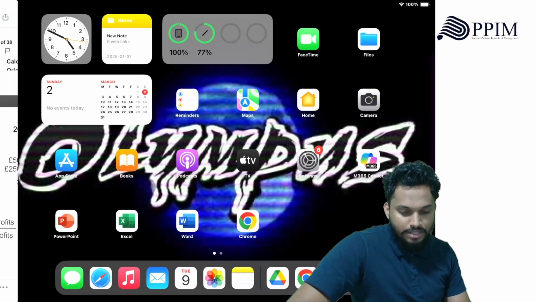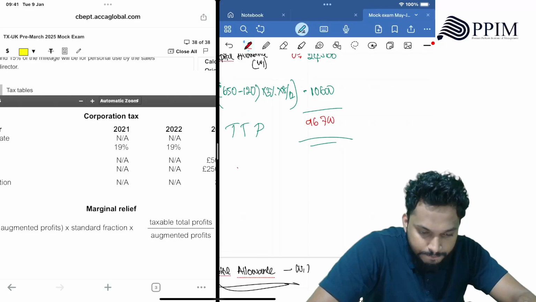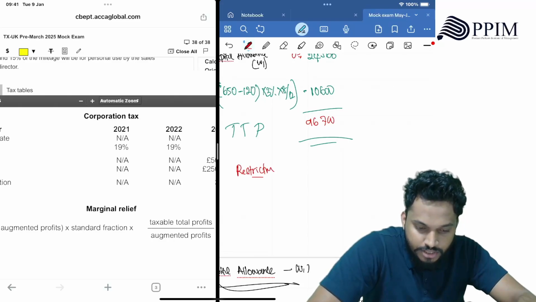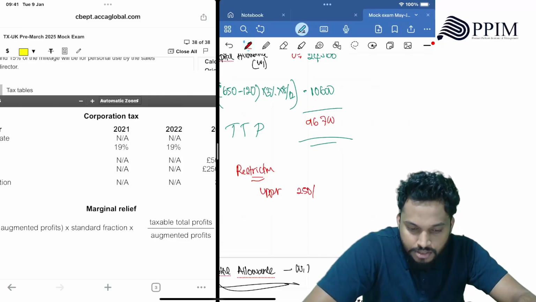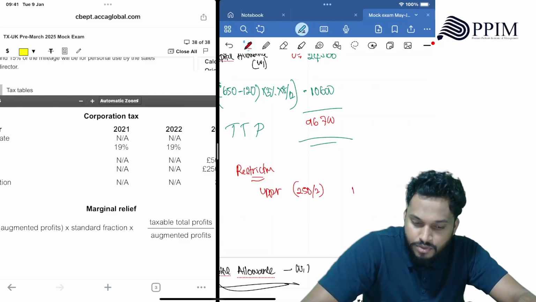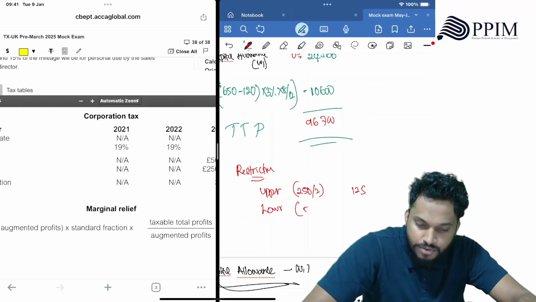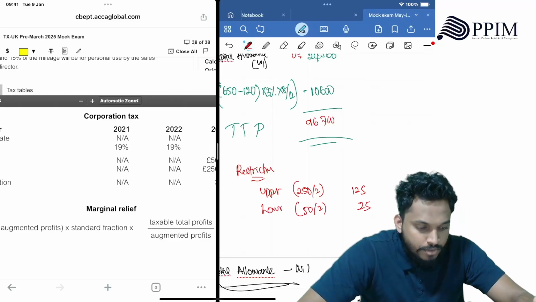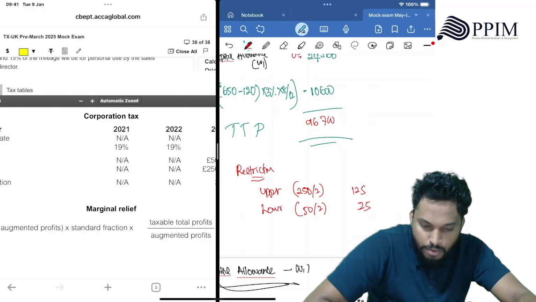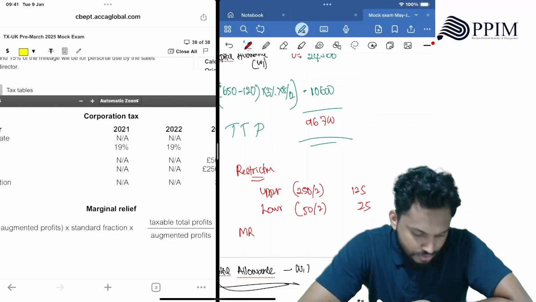Because there is a subsidiary relationship, a restriction is applied to the limits. The upper limit from 250, you need to consider 125. Then the lower limit from 50, you need to consider 25. So now you need to take your marginal relief, isn't it?